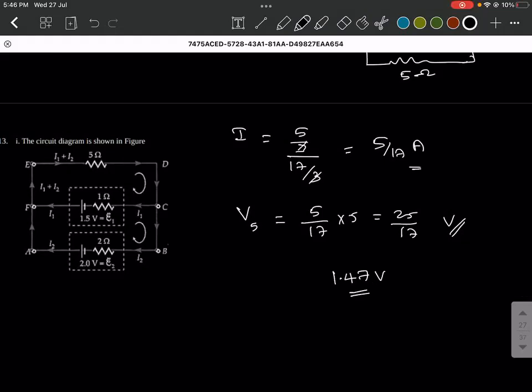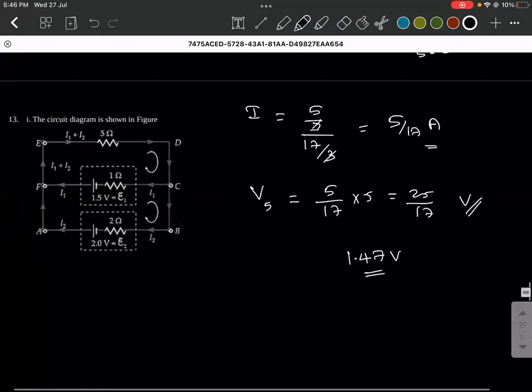But in this problem, they specify that you should not use Ohm's law, you should rather use Kirchhoff's law. So I hope everybody knows to use it. Very well. Let's see. Shall I proceed?